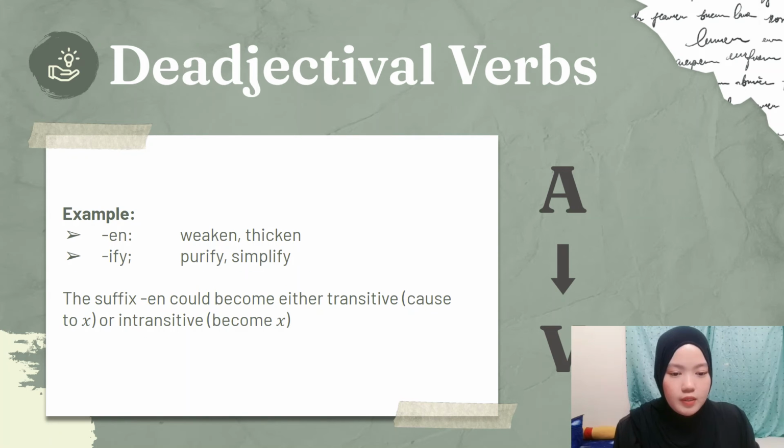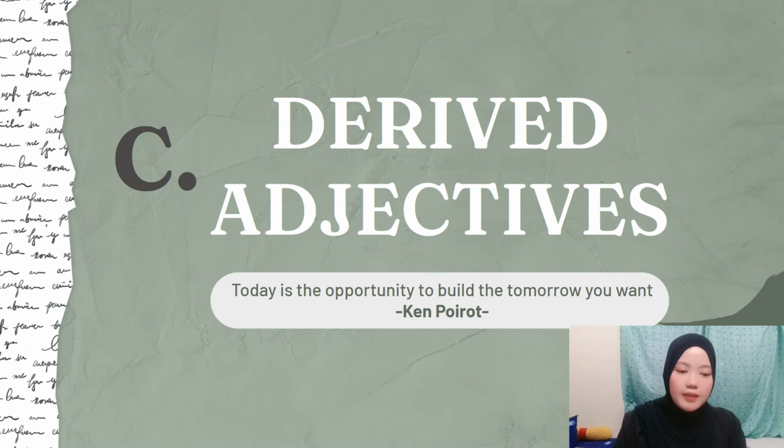The third component in the derived verbs is the adjectival verbs, which is from adjective to verb. There is the suffix en: weak, weaken; thick, thicken; and the suffix ify: pure, which is an adjective, to purify; simple, simplify. The suffix en could either be transitive, which is to cause to act, or intransitive, which is becoming. Last but not least, the third pattern is derived adjectives.